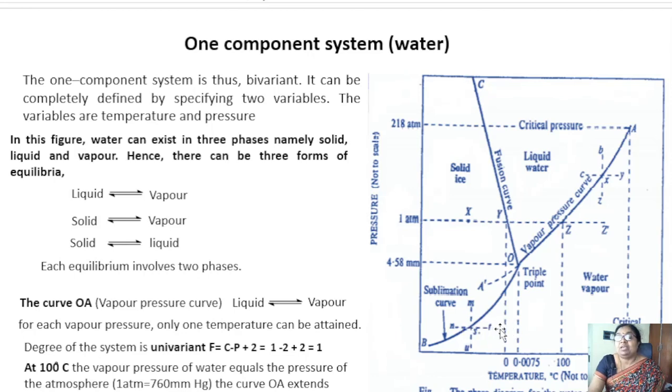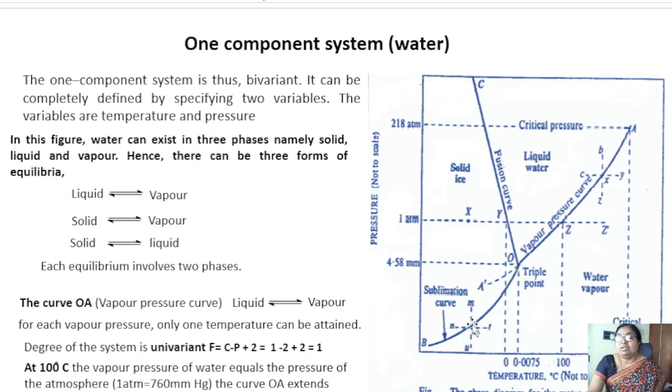The same thing, if you reverse that, that is, decrease the temperature, it will again come back and solidify. Like that only, once you keep the pressure constant and decrease the temperature up to absolute temperature, that is OB, it will extend up to that absolute temperature, where only pressure exists.